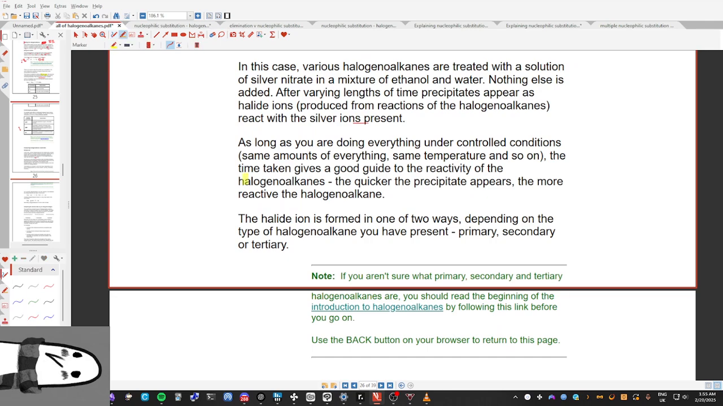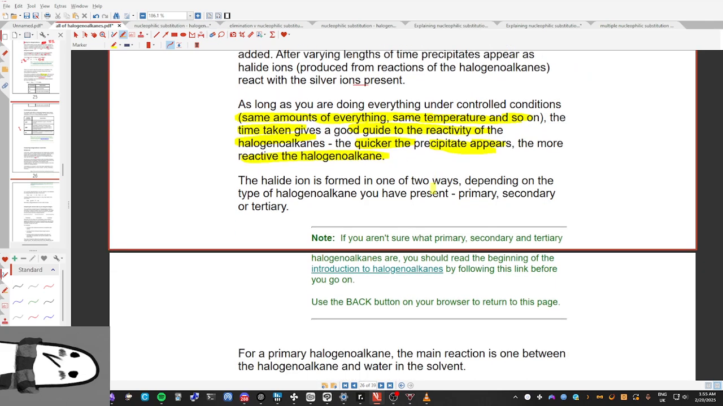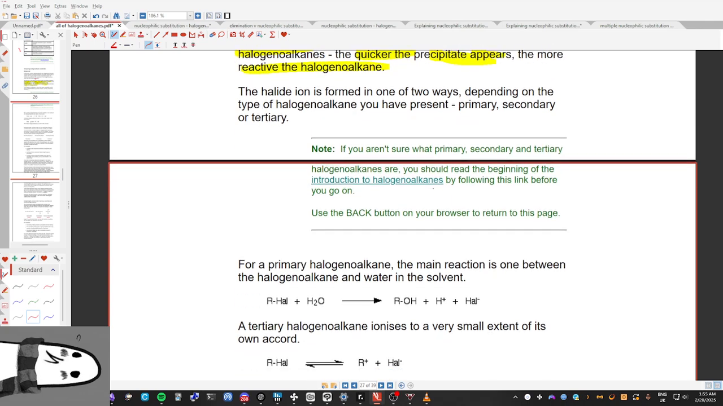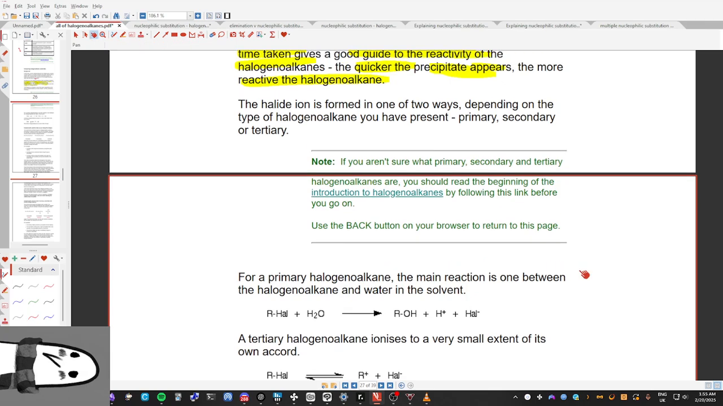First of all, I want to highlight this. The time taken gives a good guide to the reactivity. The quicker the precipitate appears, as in the precipitate once you add in the silver nitrate, the faster the reaction. Now, the halide ion is formed in one of two ways depending on the type of halogenoalkane. That means when we mix the halogenoalkane with the potassium or hydroxide.